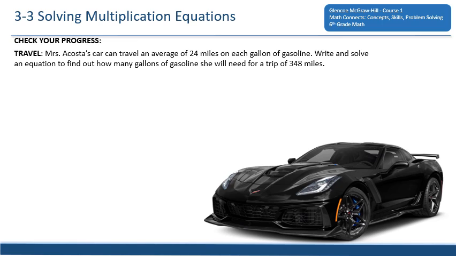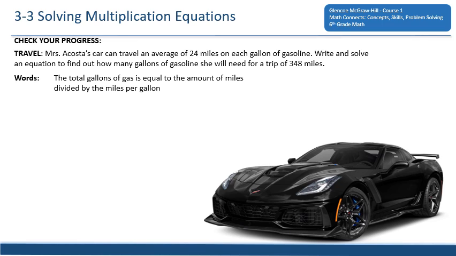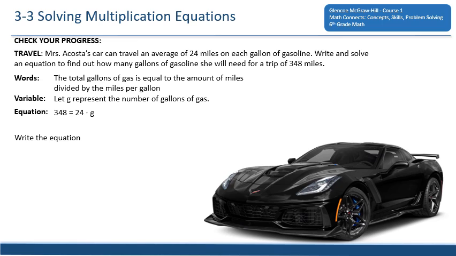Check your progress. Mrs. Acosta's car can travel an average of 24 miles on each gallon of gasoline. Write and solve an equation to find out how many gallons of gasoline she will need for a trip of 348 miles. Words: total gallons of gas is equal to the amount of miles divided by the miles per gallon. The variable is G to represent the number of gallons of gas. So the equation is going to be 348 miles equals 24 miles times gallons.